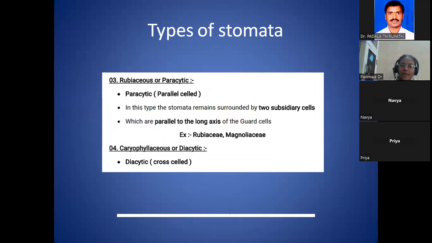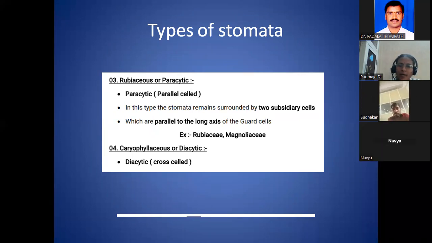Next is the rubiaceous or paracytic stomata. In these paracytic stomata, the guard cells are surrounded by subsidiary cells which are parallel to the long axis. That means the guard cells and the subsidiary cells are parallel, and this type of stomata is called paracytic stomata. They are mainly seen in the Rubiaceae and Magnoliaceae families.